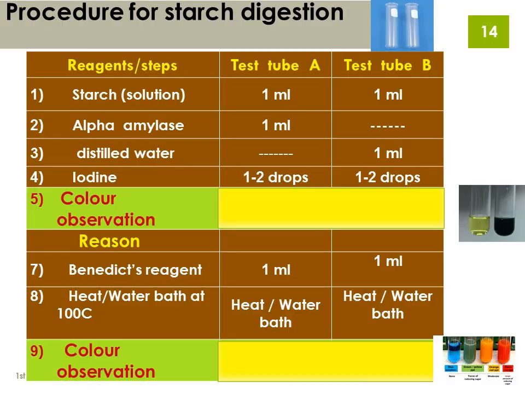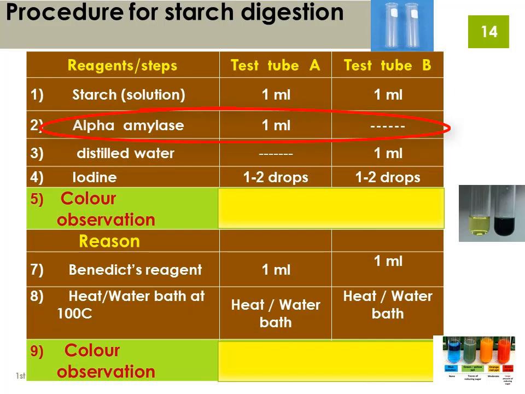This slide summarizes the steps of procedure for today's experiment. We will take two test tubes and label them as A and B. Add 1 milliliter of starch solution in both the test tubes. Add the enzyme alpha amylase only in test tube A. That will digest carbohydrates. Test tube B will be without enzyme, so there is no enzyme activity expected, and starch will remain as it is.